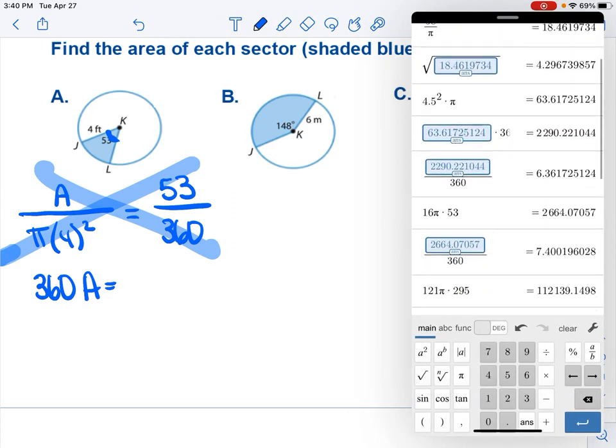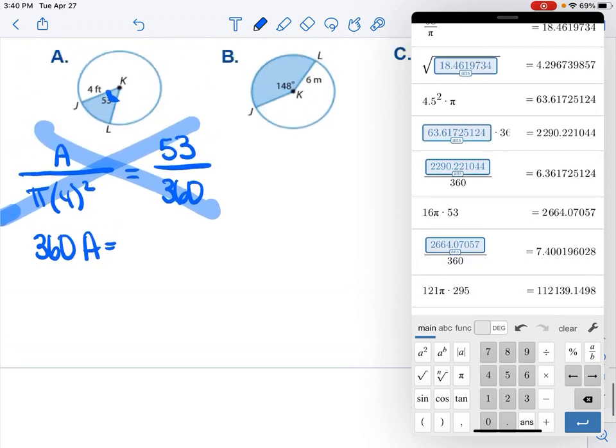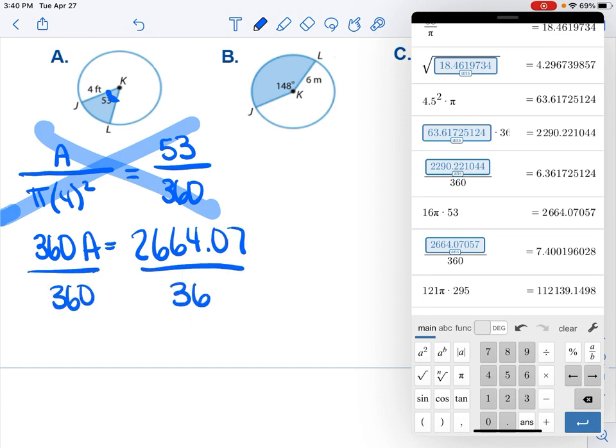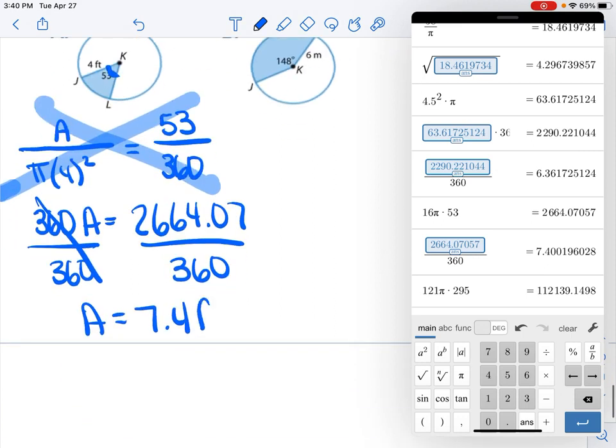So 16 times pi, so that's where I got this. 16 pi times 53 is equal to 2,664.07. Divide by 360. I get my area is equal to 7.4 square feet.